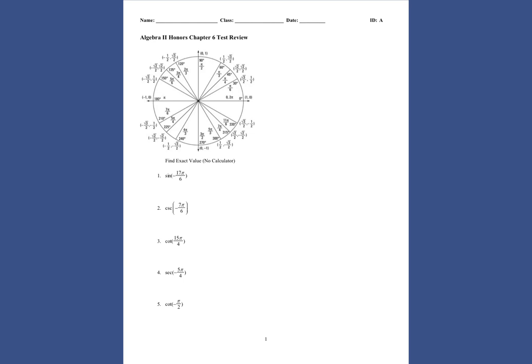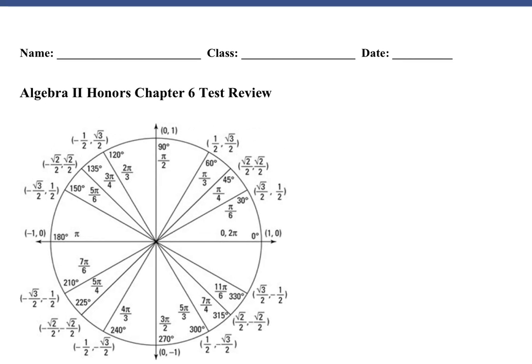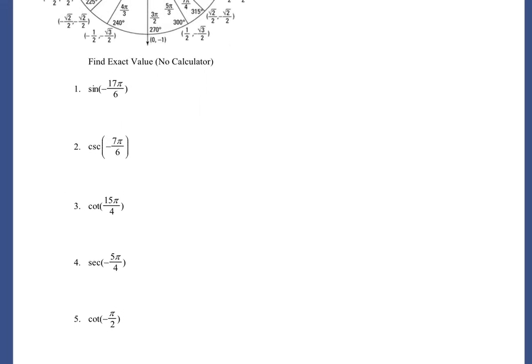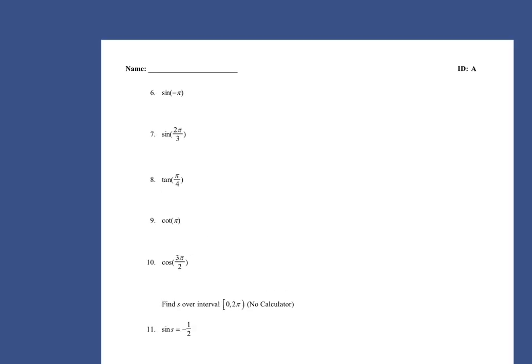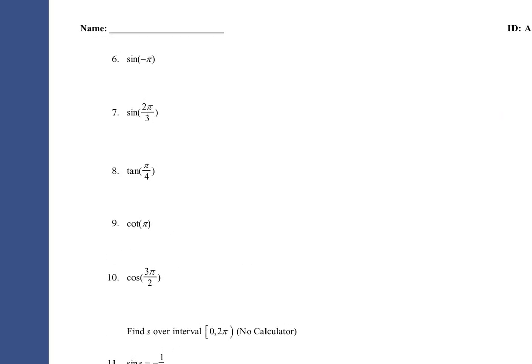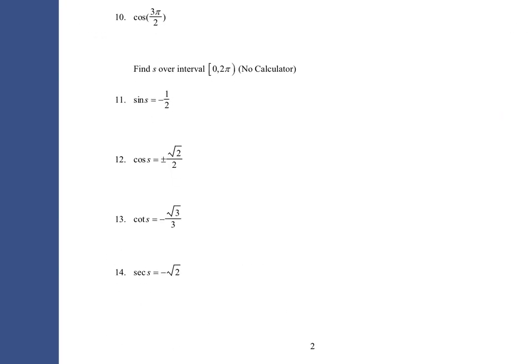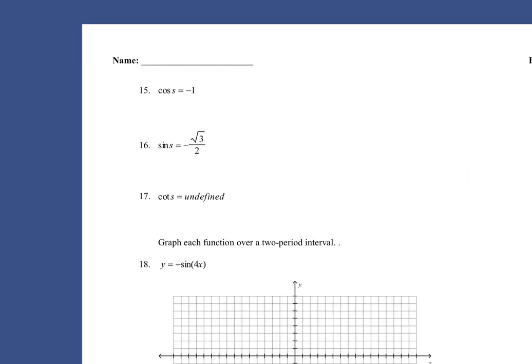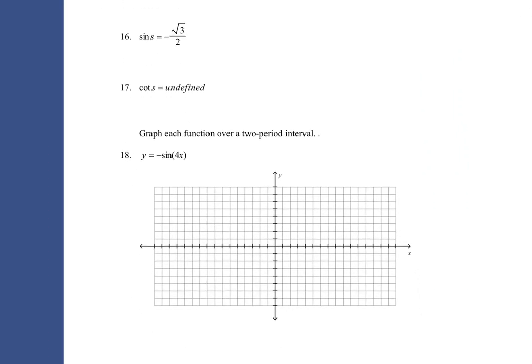Okay, this is the extra review that I just put on this morning. It's got the unit circle on the top. And then it literally says find the exact value. So there's a lot of practice with the non-calculator here. It leads all the way into these. So you do as much of these as you need to do, okay? Then it's find the S over the interval. Again, no calculator, so that's all the unit circle based. Keeps going on the third page with the non-calculator part.